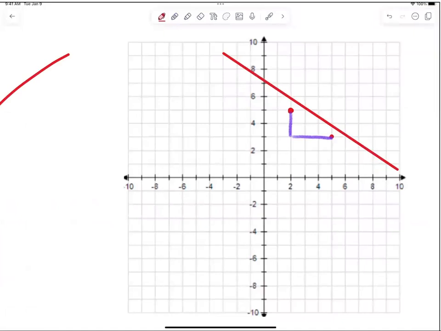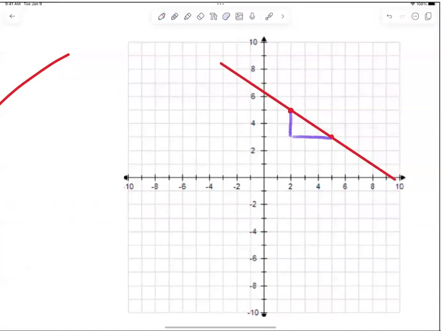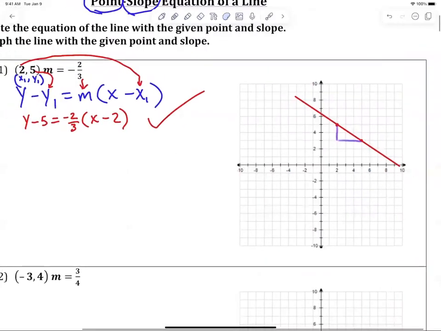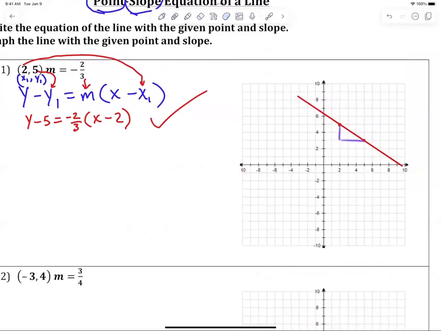Now, Mr. Williams, I cut you off before you finished your question because I was trying to finish. Tell me what your issue is. Yeah, it is negative 2/3. So I went down 2 to the right 3. That's what slope means. You with me, right?